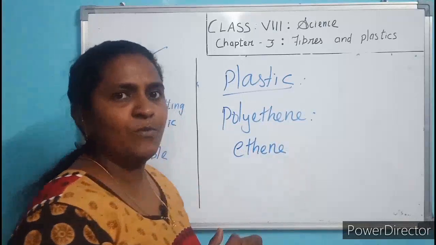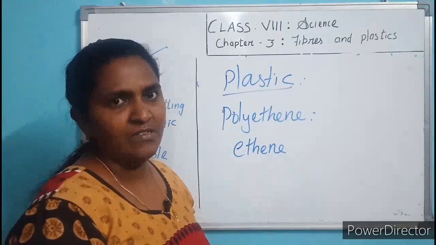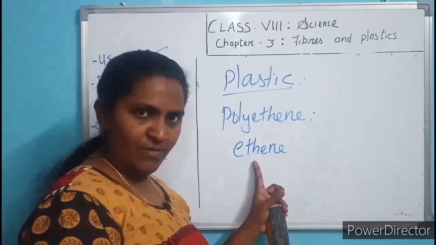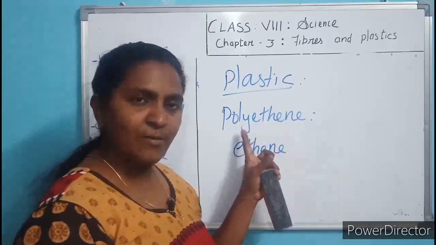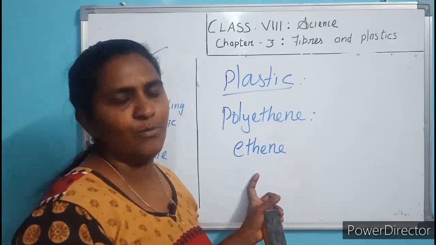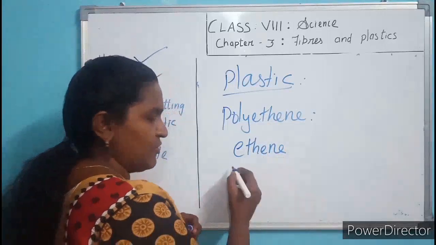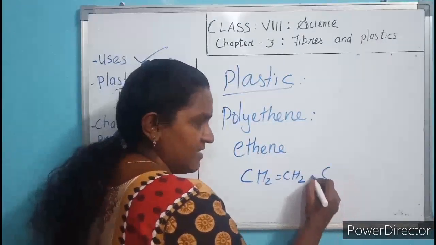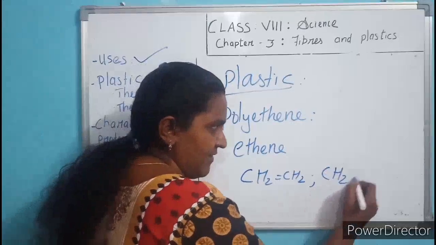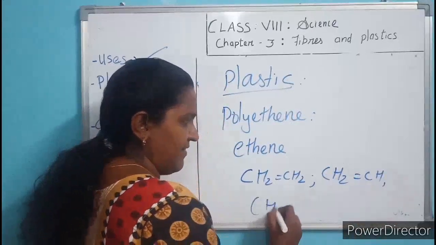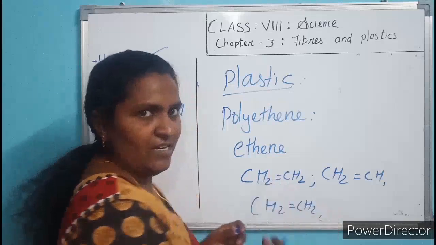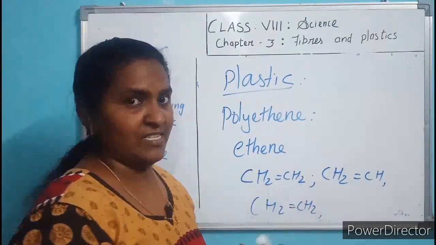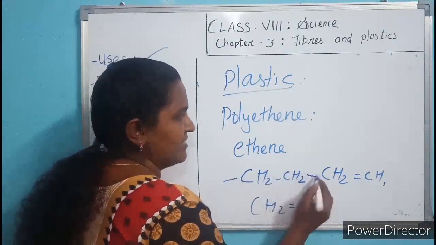Many monomers of ethene combine to form polyethylene, that is the polymer. This is monomer, this is polymer. What is the monomer of polyethylene? Ethene is the monomer of polyethylene. I will show the structure. This is one ethene, this is one monomer, this is another monomer, and this is another monomer. Due to high pressure and temperature, they combine to form a big structure. How do they combine? Like this.